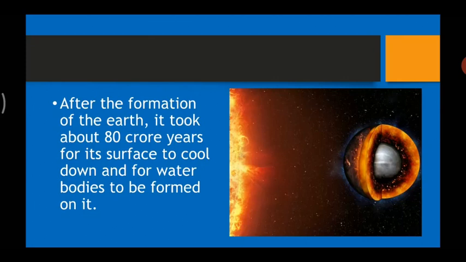As in the earlier slide, you had seen, children, how the dust particles spinning divided into portions. Now, it was hot at that time. Layers upon layers started to form while it was spinning, and then later on it took about 80 crore years for the surface of the earth to cool down and water bodies to be formed on it. Let's move forward.